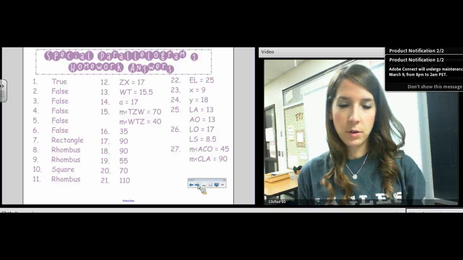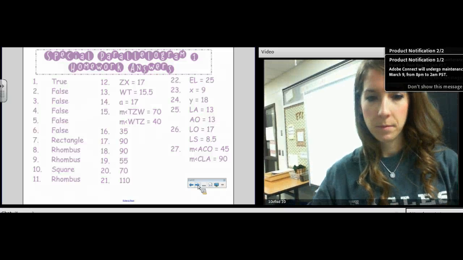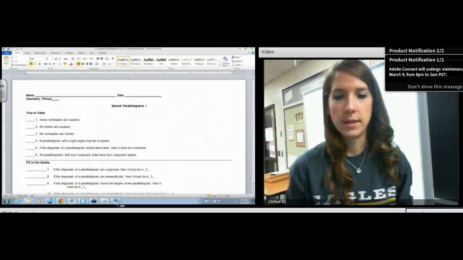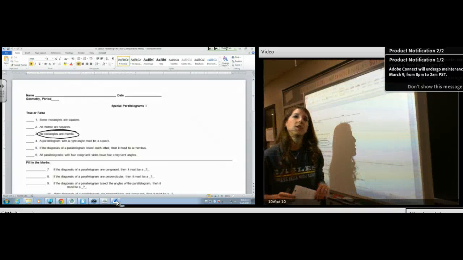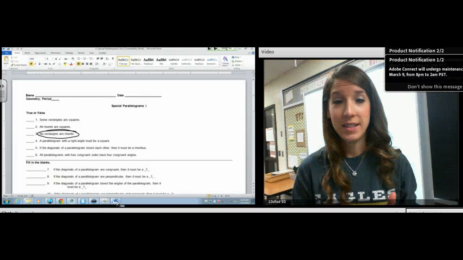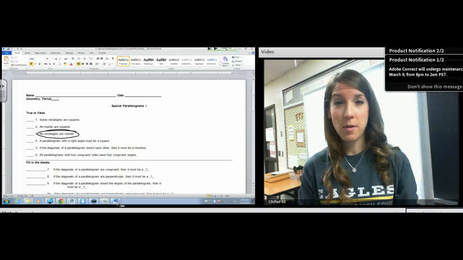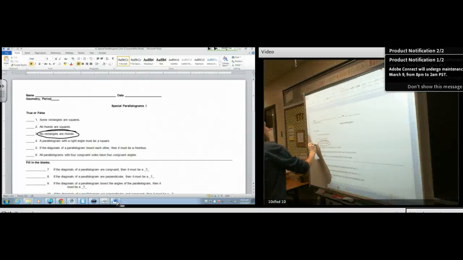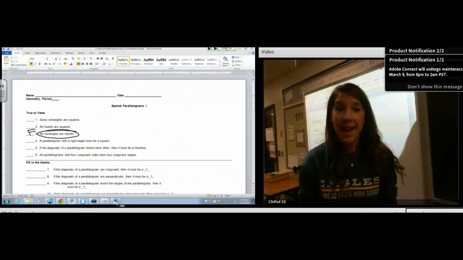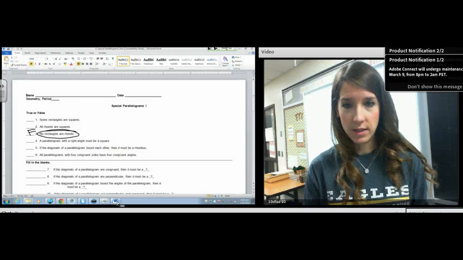Do you want me to go over any of the true-false? I'll just go over the true-false, okay? So in the true-false, we've got no rectangles are rhombi. So we went over that a little bit yesterday. A rectangle is not a rhombus unless a rectangle is a square. If a rectangle gets promoted to a square, then it is a rhombus. So if I say no rectangles are rhombi, that's false, because a rectangle can be a rhombus if a rectangle is a square.